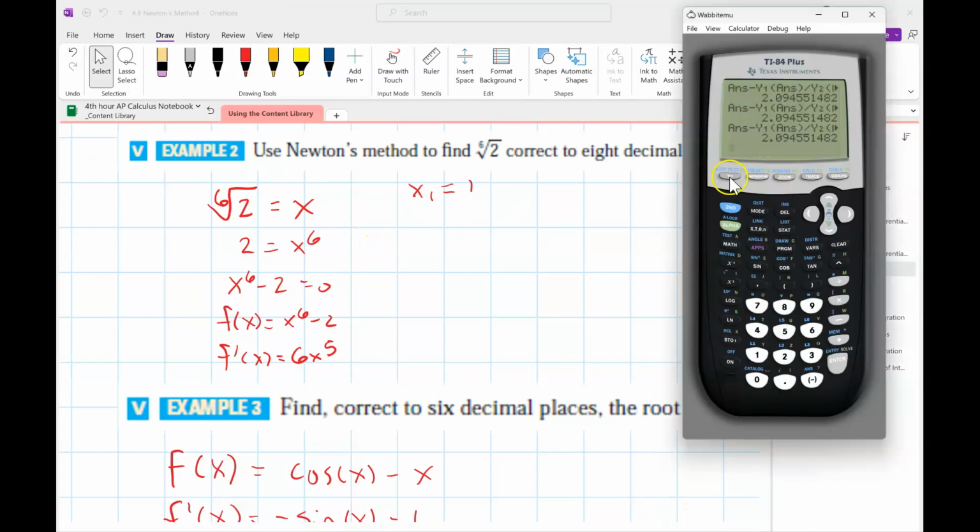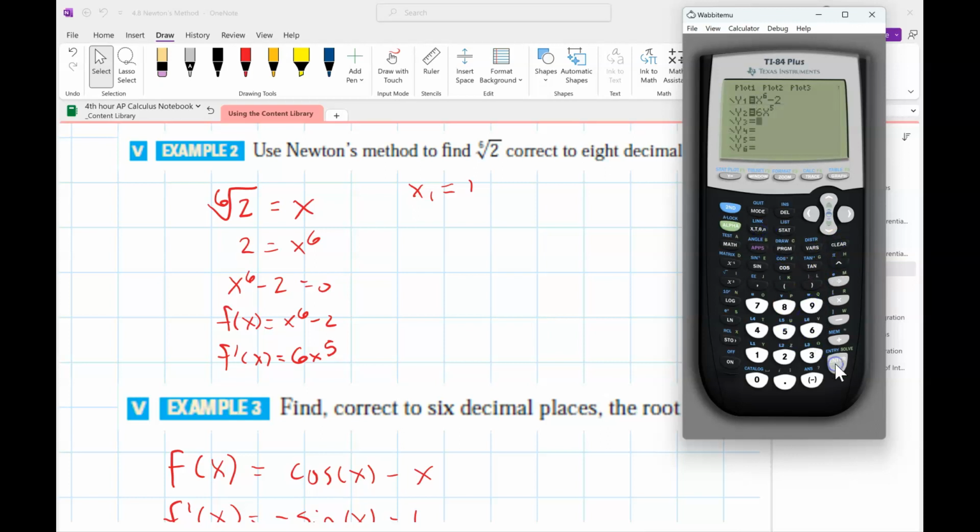Calculator time. So the only thing I really need to do is update my y1 to be x to the 6th minus 2, and update my y2 to 6x to the 5th.